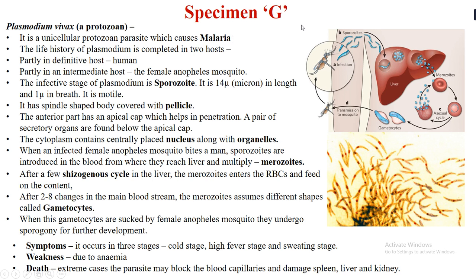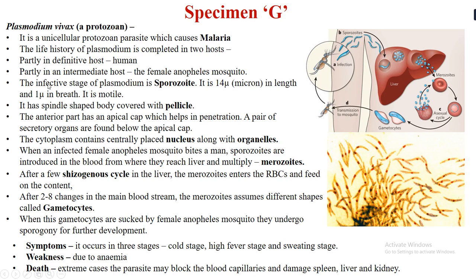Moving to specimen G. The first specimen that can be kept for spot G will be Plasmodium vivax, which is a protozoan. It is a unicellular protozoan parasite responsible for causing malaria. The life history of this Plasmodium is completed in 2 hosts. Partially it is in one host, that is human, and the intermediate host for this protozoan is the female Anopheles mosquito.